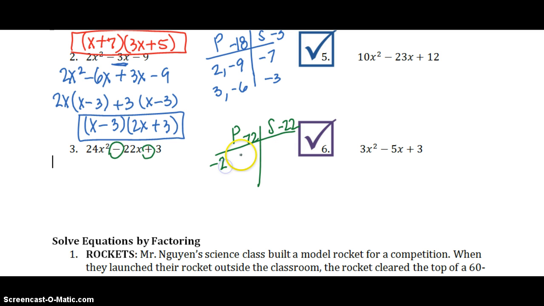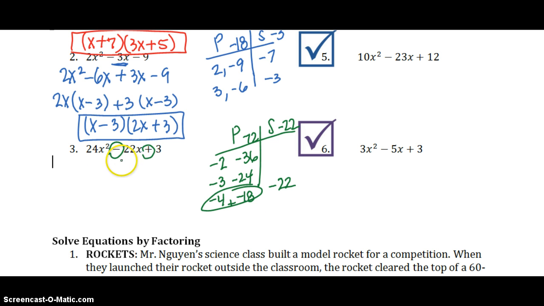So let's start dividing by 2. So 2 goes into 72, 36. So negative 2 and negative 36 do not add to be negative 22. Let's try 3. 3 goes 24. They do not add to be 22. So let's try 4. 4 goes 18. Hey, we've got a winner. When you add negative 4 plus negative 18, you have negative 22.